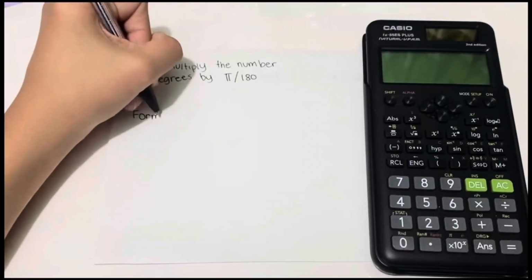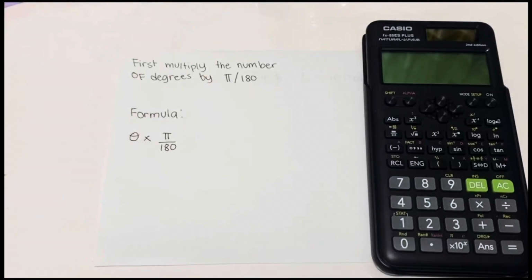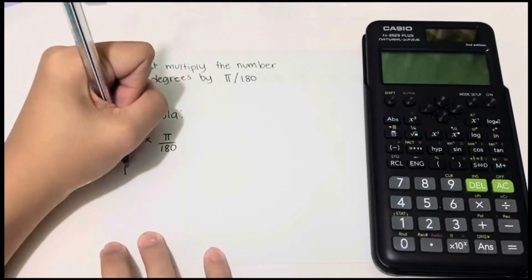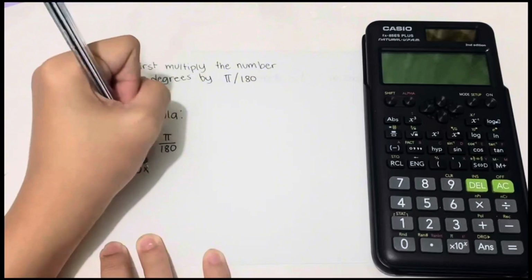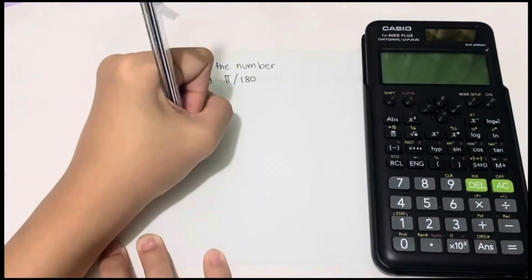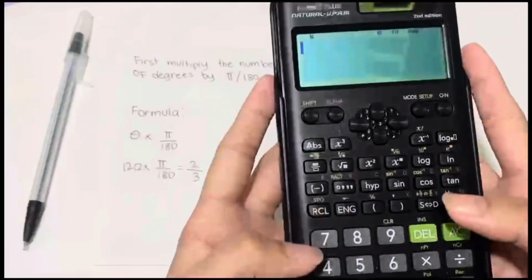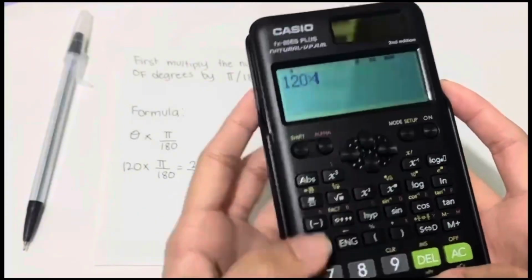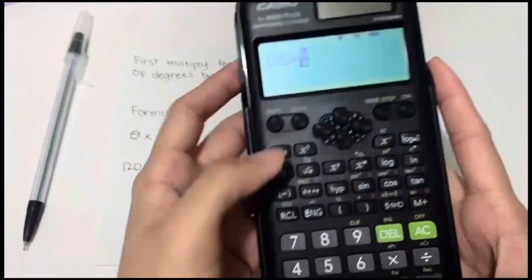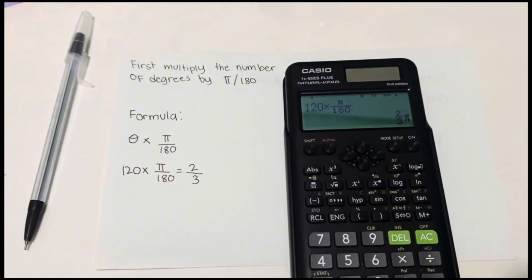This is how we solve radians to degrees and degrees to radians. First, let's start with degrees to radians. Multiply the number of degrees by pi over 180. So, if you are given 120, multiply 120 by pi over 180, which is equal to 2 pi over 3. Let's check it on the calculator. 120 multiplied by pi over 180 equals 2 pi over 3. And this is how we solve degrees to radians.